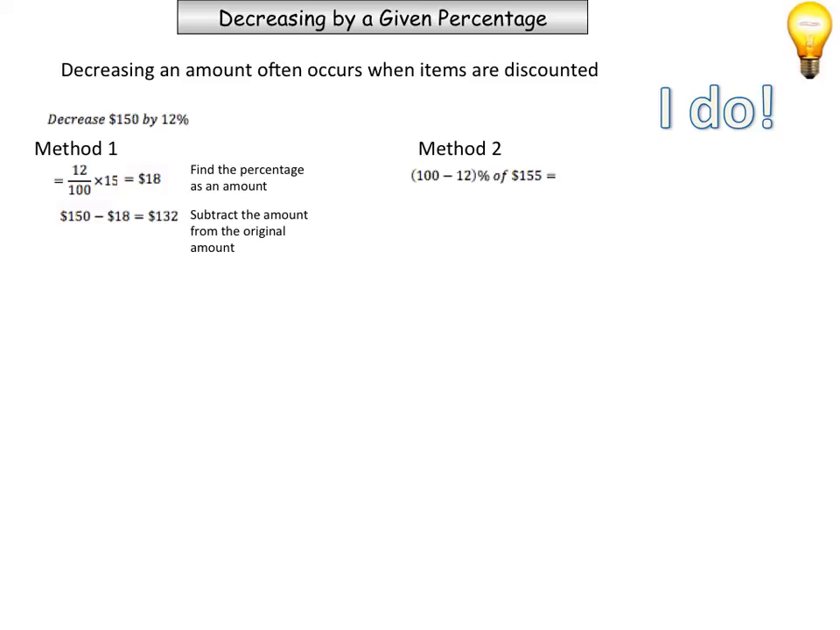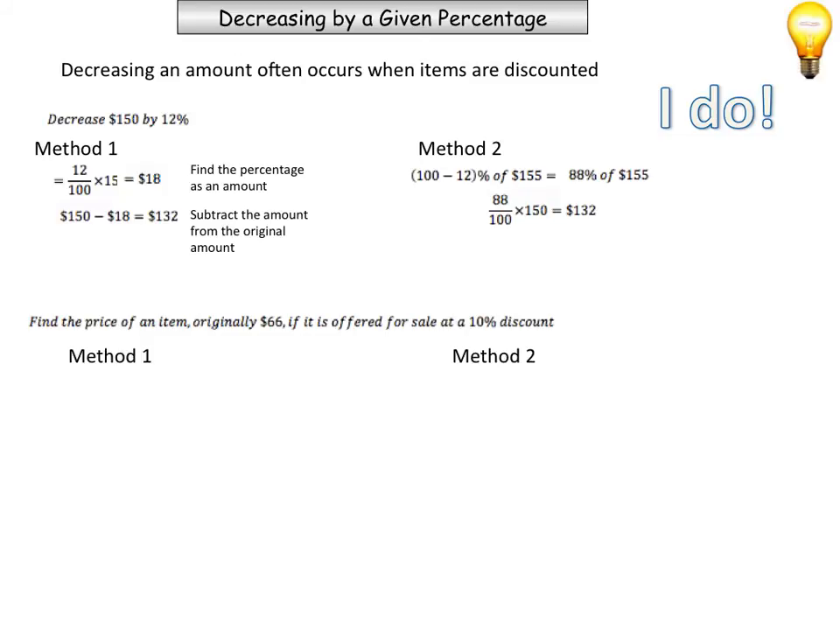Okay, so we're going to do 100 minus 12%, which gives us 88% of 150. And then we find the percentage of the amount, and we get $132.